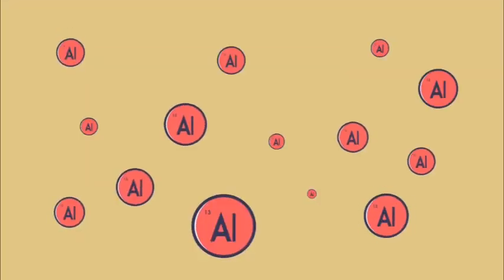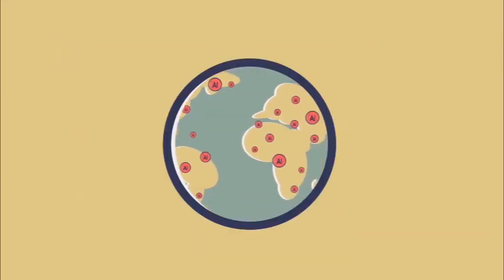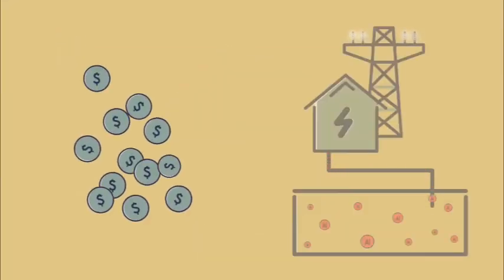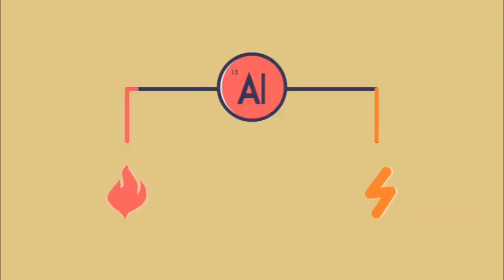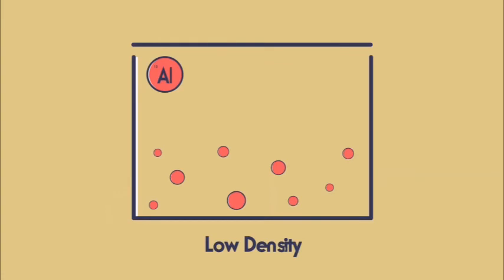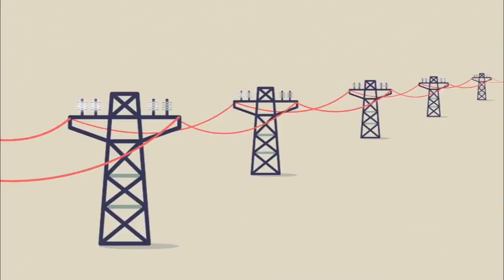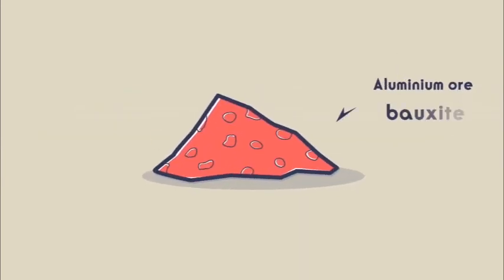So aluminium is the most abundant metal on Earth. However, it is expensive because a lot of electricity is used to extract it. Aluminium conducts heat and electricity well, has a low density and does not corrode. This makes it very useful for aeroplanes, drinks cans, electricity cables and cooking pans. The aluminium ore is called bauxite.